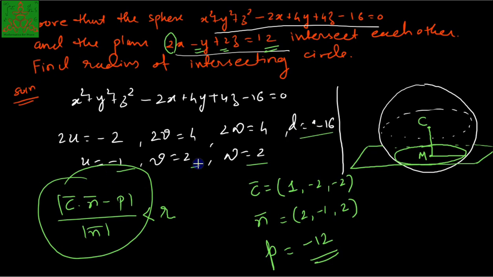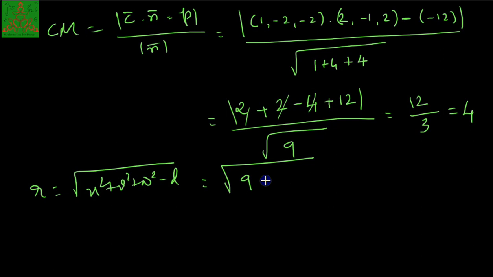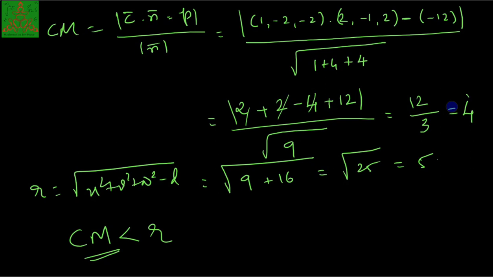So it is 1 plus 4 plus 4, which is 9, and plus 16, so it is 25, and that will give you 5. So we can say that this CM is smaller than r, because the value of CM is 4 and r is 5. Therefore we can say that this sphere touches this plane, and the sphere and the plane intersect each other. And what will be the radius of this?